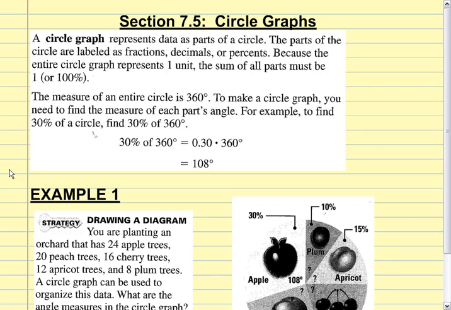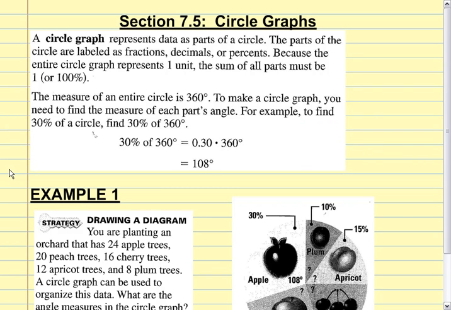1 equals 100%, right? 1.00, that's 1. If I want to change it to a percent, I move the decimal point 2 places to the right and add my percent sign. 1 equals 100%.